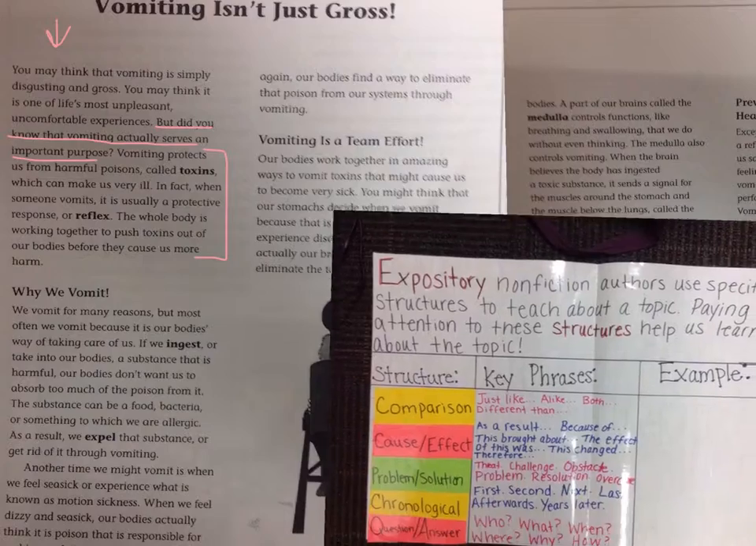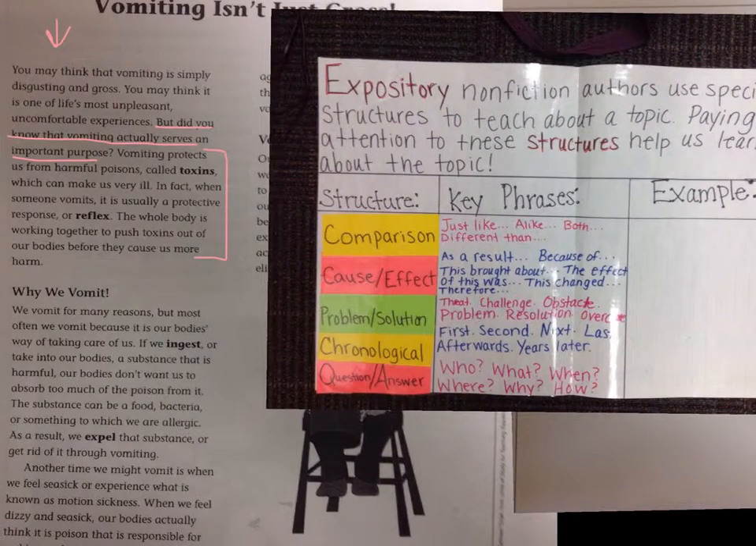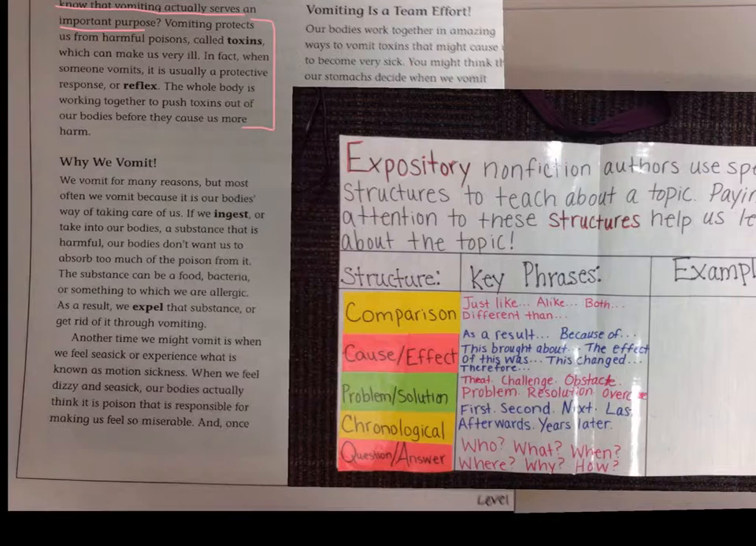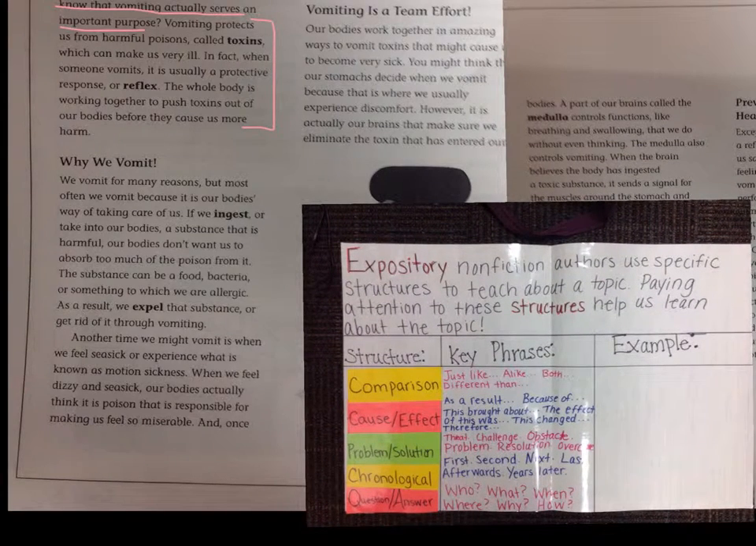Readers, I'd like you to take a look at the text structure chart and think about the text structure of this second section. Again, even though it is not written as a question, the second section is question and answer. Let's take a peek at the third section. Vomiting is a team effort.